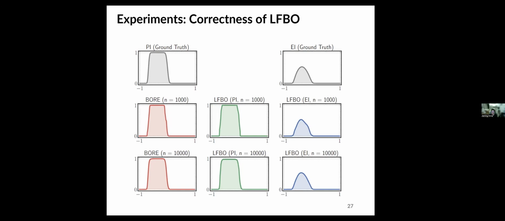And here's the behavior of the functions when we have a lot of samples, like 10,000 samples. And as we can see, I think here we use the neural network. Our neural network function converges to the ground truths decently.